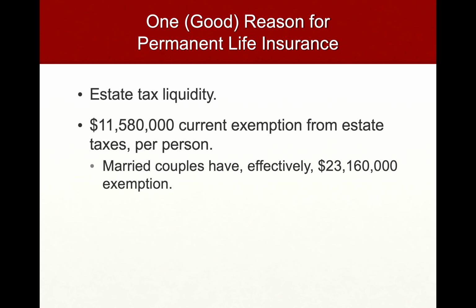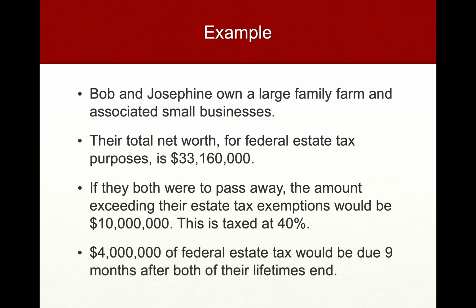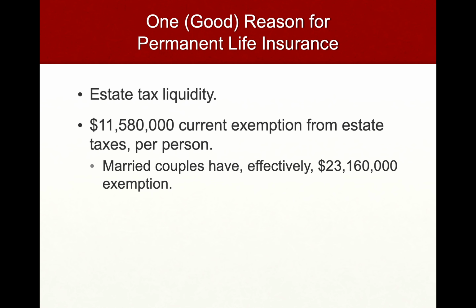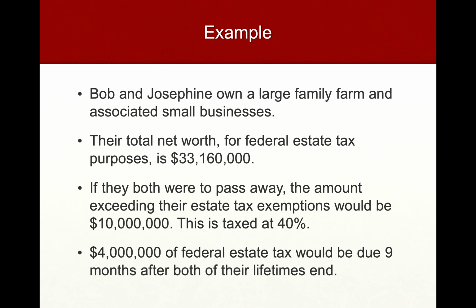But let's take an example of a couple, Bob and Josephine. They own a large family farm and associated small businesses. Their total net worth is $33,160,000. If both were to pass away, again, the exemption is effectively for them $23,160,000. So they have $10 million above and beyond that. That's taxed at 40%. That's the federal estate tax rate.